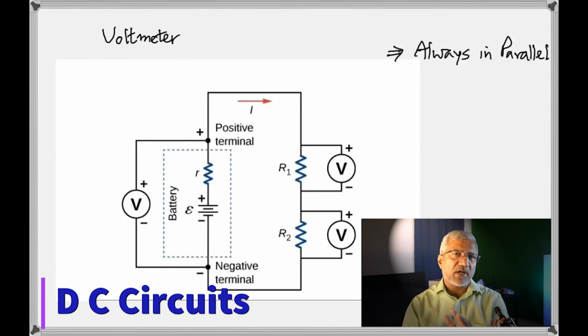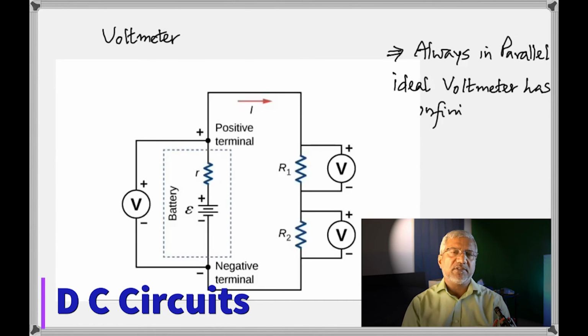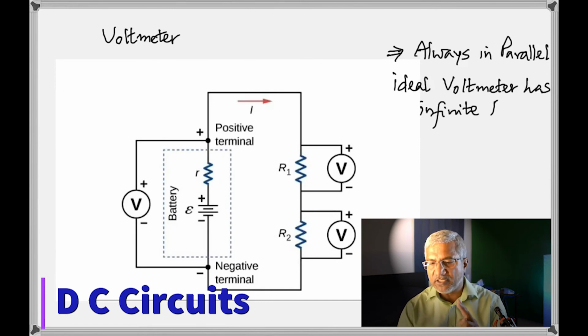So I hope you understood that. To summarize, a voltmeter is always connected in parallel to a resistance, and a voltmeter has a huge resistance, ideally infinite resistance. Those are the 2 points you have to remember about voltmeters. So I hope you understood the difference between an ammeter and a voltmeter and the difference in the way they are connected in the circuit.